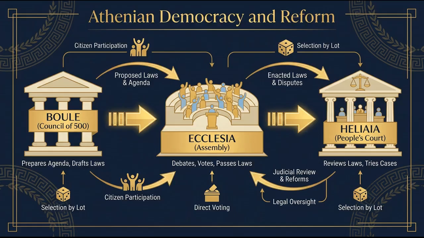Another key democratic safeguard was the graphe paranomon, which allowed any citizen to prosecute a politician who proposed unconstitutional laws. Additionally, the ecclesia could vote using pottery shards called ostraca to temporarily exile a dangerous politician for 10 years without stripping them of their property or citizenship rights, a process known as ostracism.